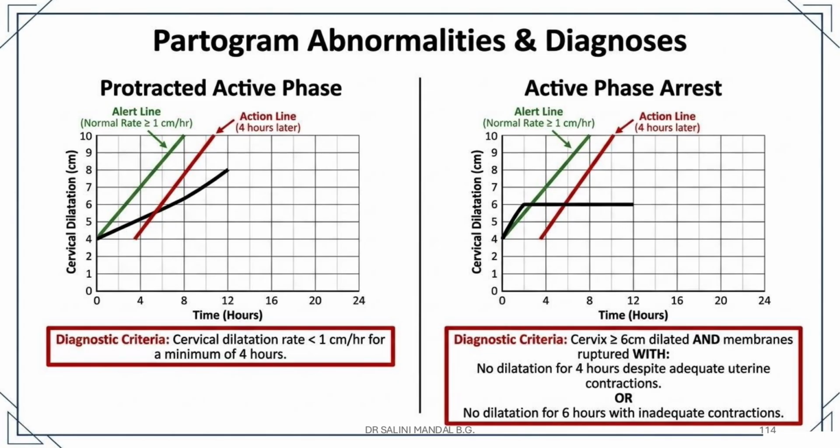Partogram, not that important, just remember that it plots cervical dilatation against time. Usually cervical dilatation is supposed to occur at 1 centimeter per hour. If it is less than 1 centimeter per hour, we call it a protracted active phase, and if there is no dilatation for more than 2 hours, it is known as an active phase arrest.